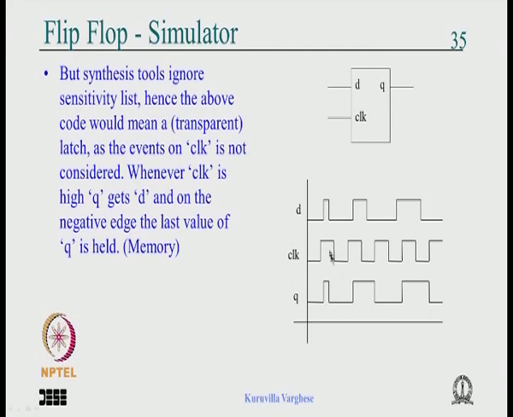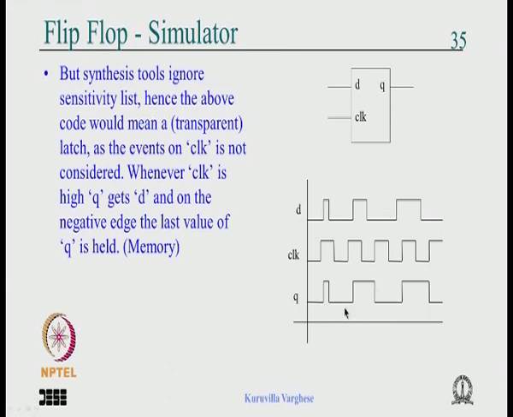As long as clock is high, the Q reflects the D, and at this edge whatever is the value is remembered till it is again enabled, and when it is enabled the change in D is reflected, and at this edge it is remembered till it is enabled. So that is what is happening here.